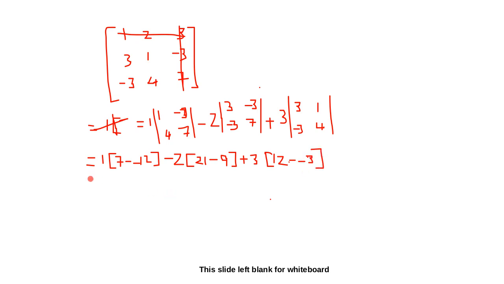Then we expand our brackets. So a minus and a minus here becomes a plus. So we'll have 1 times 7 plus 12, which is 19. Then we have 21 minus 9, that becomes 12. So 12 times negative 2 will be negative 24. And then we have this last one. In this bracket, a minus and a minus becomes a plus. So 12 plus 3, that is 15, multiplied by positive 3, that will be positive 45.